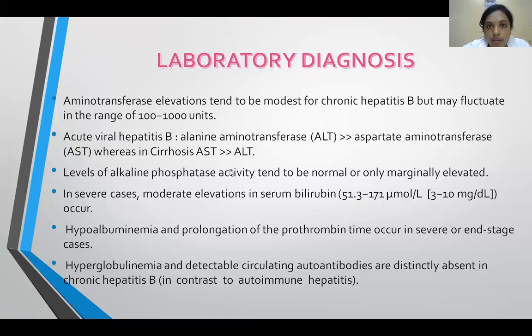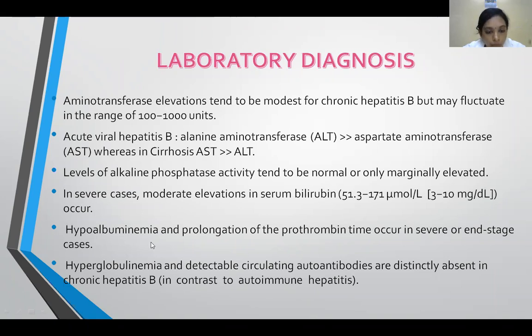How the enzymes vary in acute and chronic disease like cirrhosis: in acute viral hepatitis, the alanine aminotransferase is much more elevated than the aspartate aminotransferase, whereas it is reversed in cirrhosis. Aspartate is more than the alanine aminotransferase. This is important, asked in practicals, viva, everything. And then what else will you see? Alkaline phosphatase activity is normal or marginally elevated. In severe cases, we see serum bilirubin, icteric, 3 to 10 milligrams per deciliter.